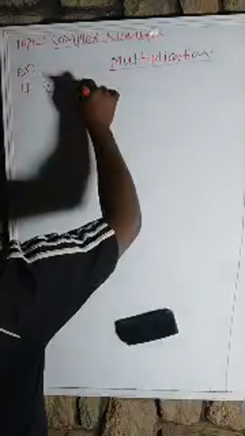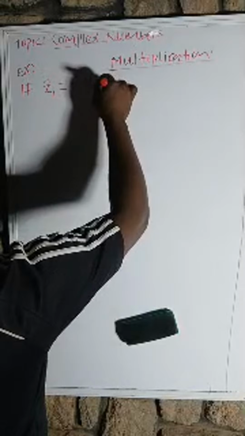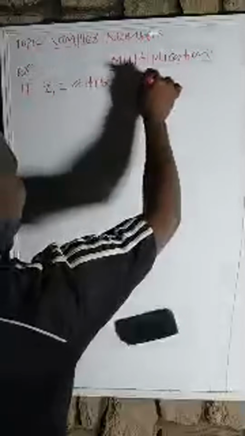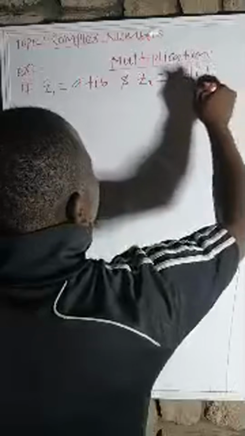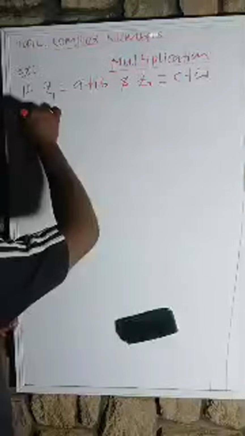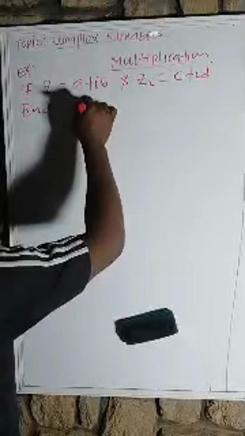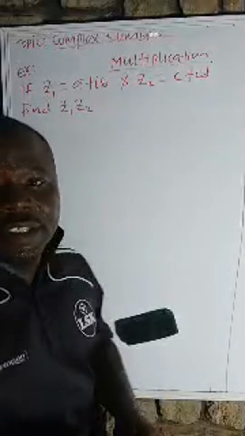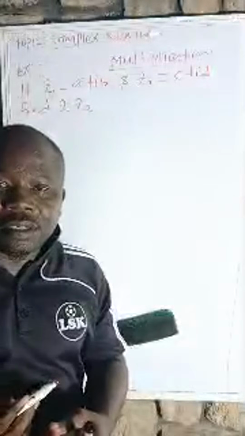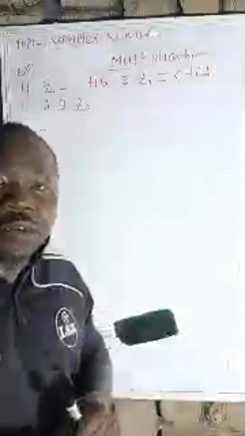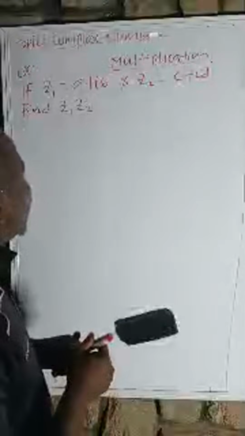For example, if z1 is equal to a plus ib, and z2 is equal to c plus id, and you are asked to find z1 times z2, it's simple as ABC. Is that clear? I'm going to break it down for you to understand.